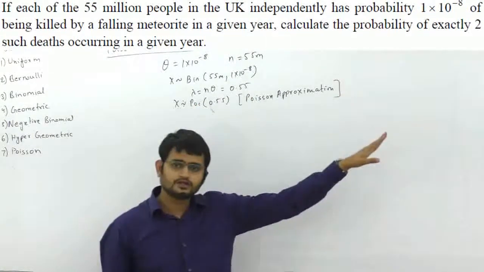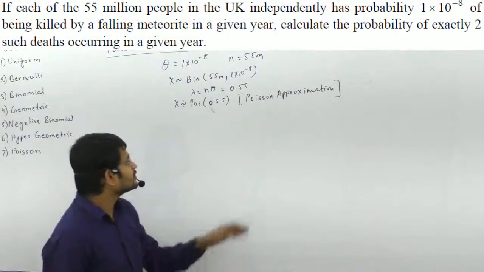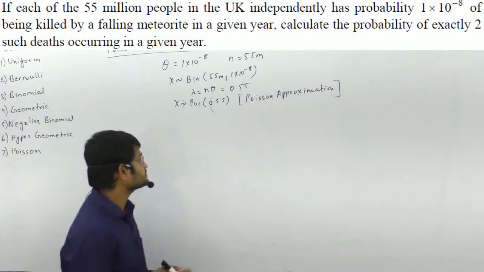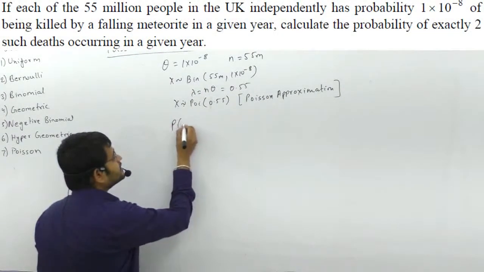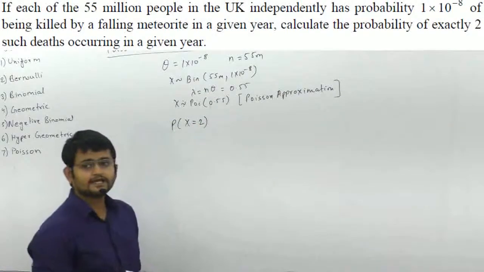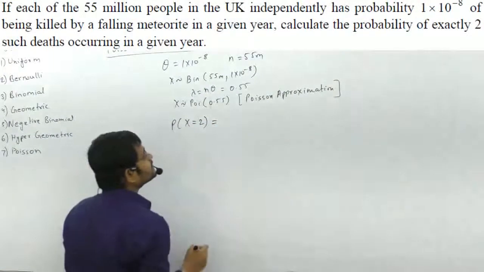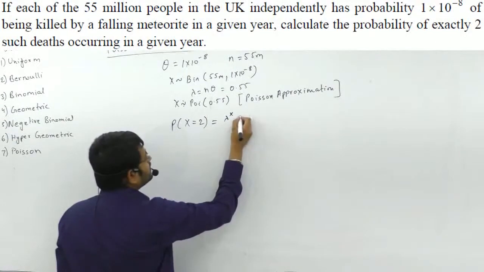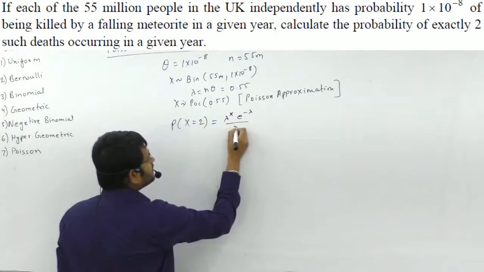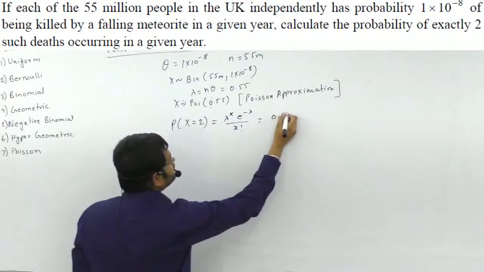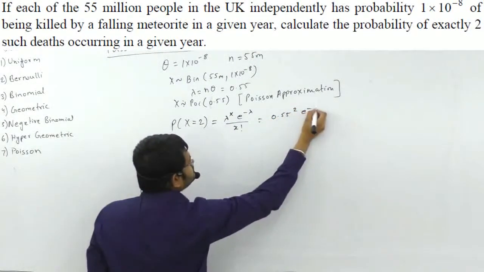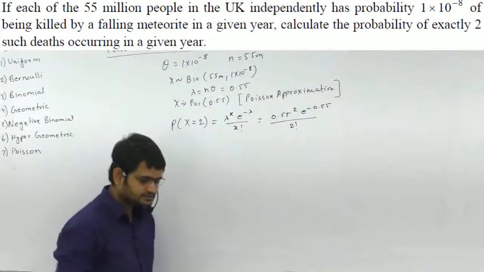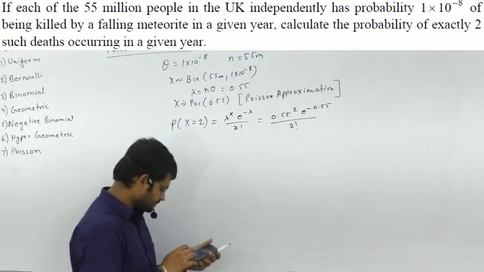You don't have to write the full term, just write Poisson approximation. Or you can even skip that. This portion is understood, that you are using Poisson approximation. Now we have to find probability that x is equal to 2. Exactly 2 people die. So exactly 2 people die would be how much? It will be lambda raised to x e raised to minus lambda by x factorial, or you can say 0.55 raised to 2 e raised to minus 0.55 by 2 factorial. Use your calculator, find that value.